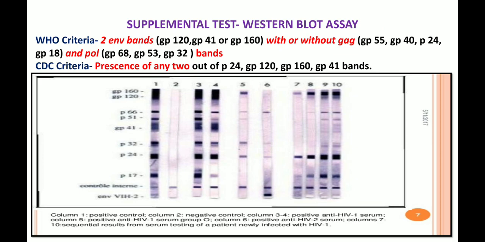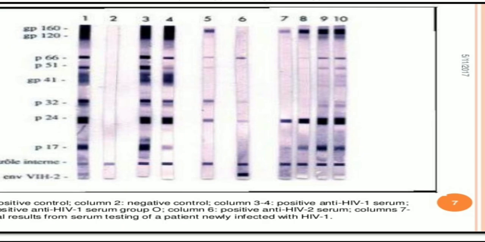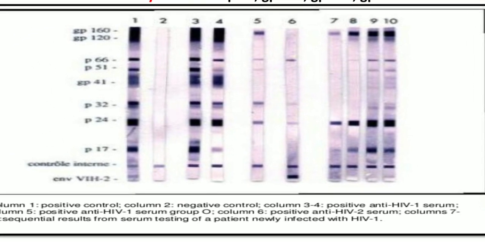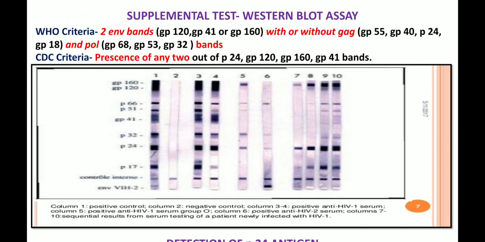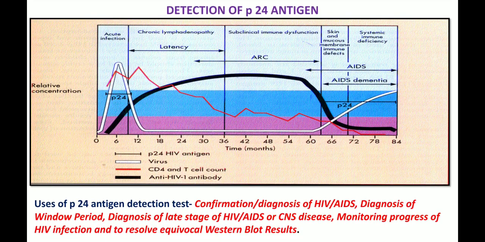So as you can see in this particular illustration, this is your control strip, and this is your negative control strip, where you can see the control bands are positive. That means you have done the test right, and these are the positive bands for HIV-1 and HIV-2 respectively. So this is your supplementary test.